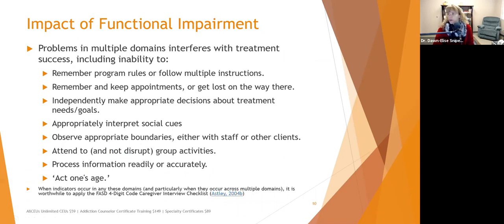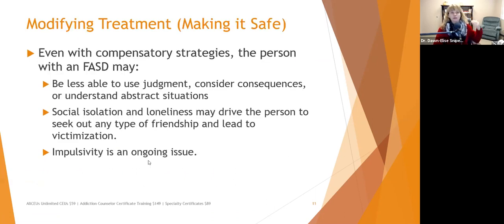One of the things that we can use is called the 4-digit code caregiver interview checklist, and that's available for free through SAMHSA. It's a really easy guide, just a checklist of: is this person following through with things? Does this person seem to forget a lot of things, have difficulty with organization? It's very similar to the checklists that we use for parents when we are trying to screen for ADHD.